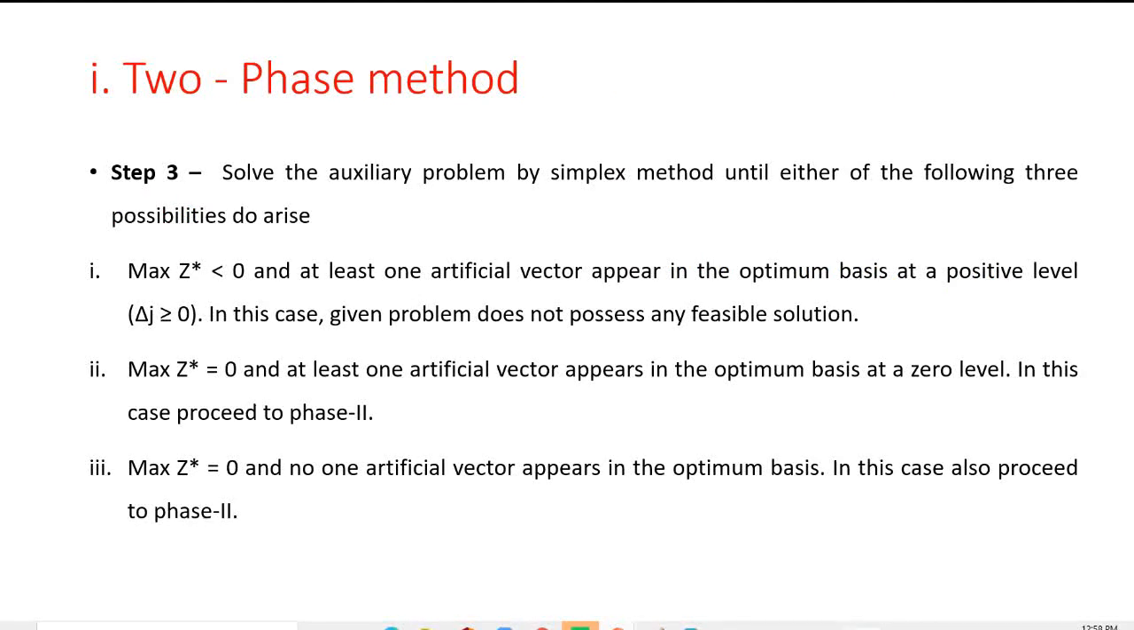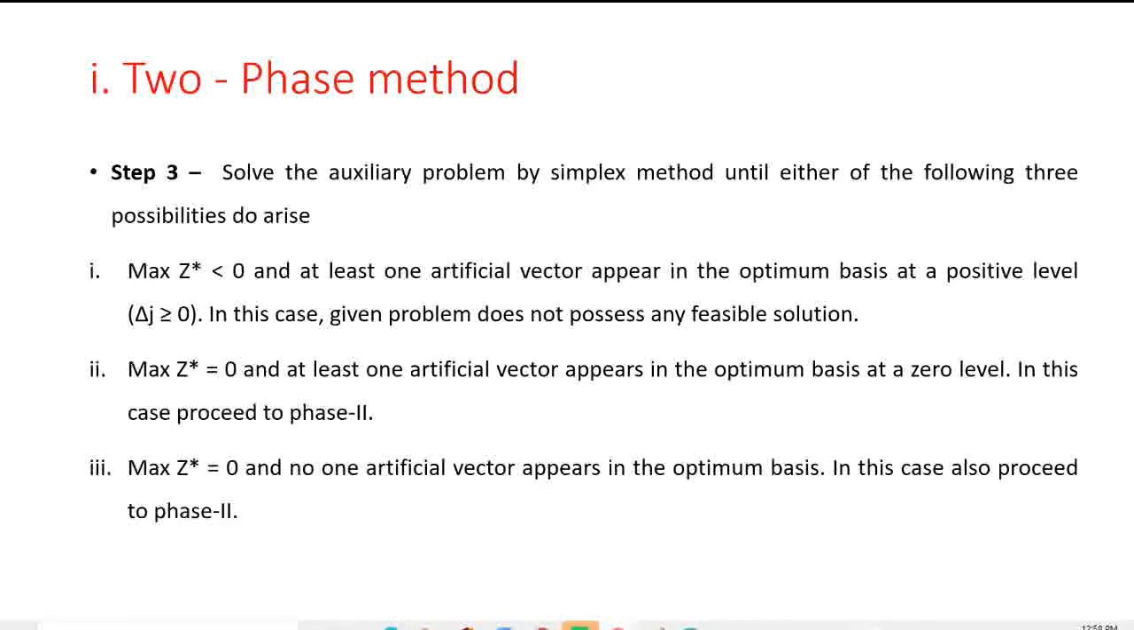The next step for phase 1 is to solve the auxiliary problem by the simplex method until any of the following three possibilities arises. There are three cases. Case 1: max z star, that is the maximized objective function, is less than 0, and at least one artificial vector appears in the optimum basis at the positive level. In this case, the given problem does not possess any feasible solution. So we are not getting any feasible solution.